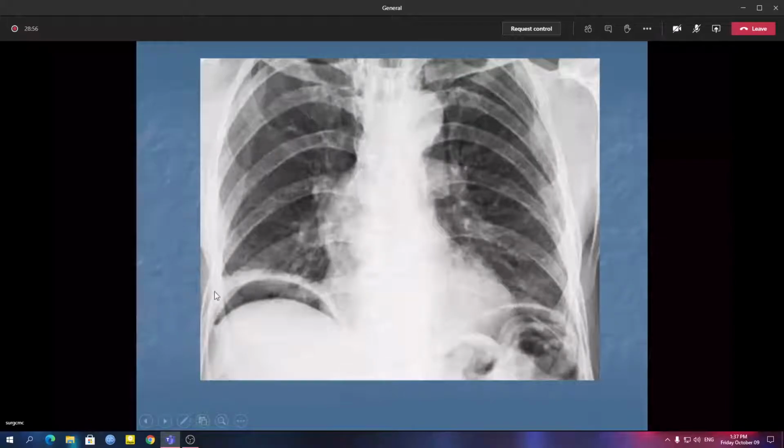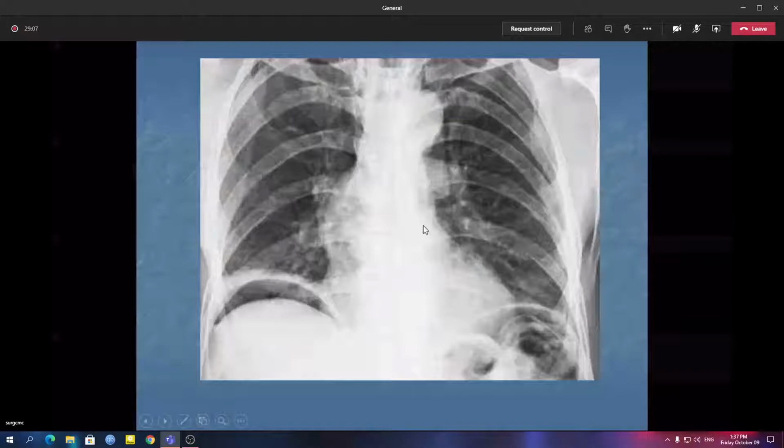Same kind of feature you are having over here. Okay, free gas under diaphragm. Now, in small amount of air leak or gas leak, generally it comes below the right hemidiaphragm. But if large amount of free gas comes out, you can get it below the left hemidiaphragm also.